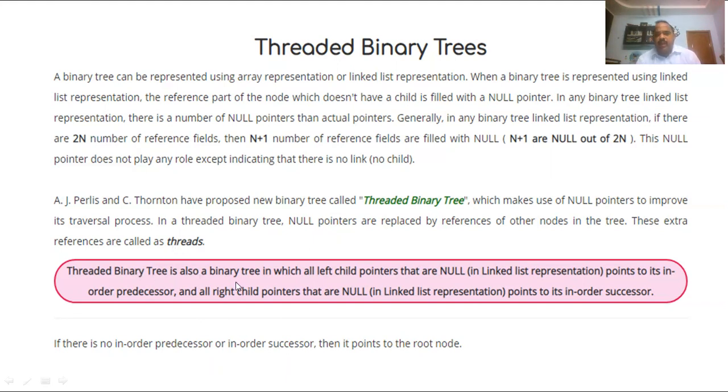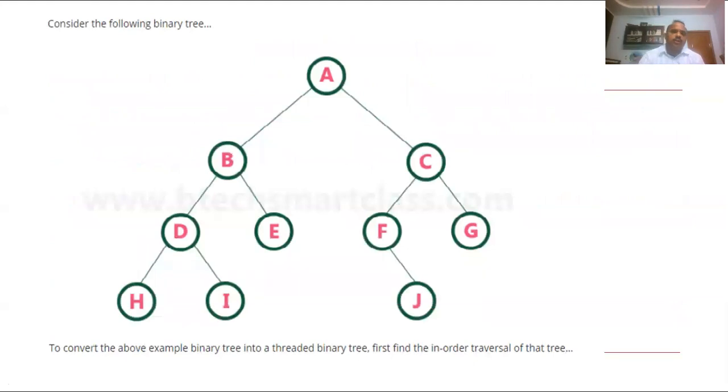A threaded binary tree is also a binary tree in which all left child pointers that are null in the linked list representation point to its in-order predecessor, and all right child pointers that are null in the linked list representation point to its in-order successor. If there is no in-order predecessor or in-order successor, then it points to the root node. For example, this is a binary tree. All of you, for example, there is no child node of H, so it is connected to the root node.